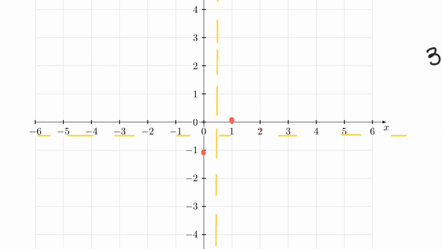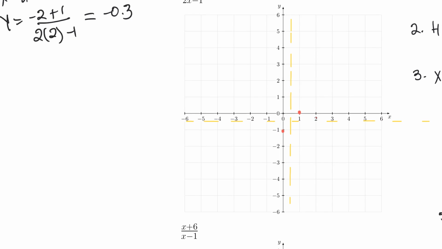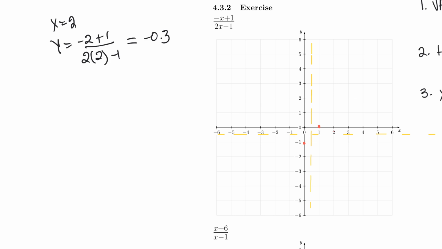Okay, now let's evaluate x equals to minus 2. So x equals to minus 2, then y is equal to minus 2 plus 1 divided by 2 times minus 2 minus 1. This is equal to minus 0.6. Okay, so when x is minus 2, then y is minus 0.6. So somewhere over here, very close to the asymptote, but remember, never touching the asymptote.